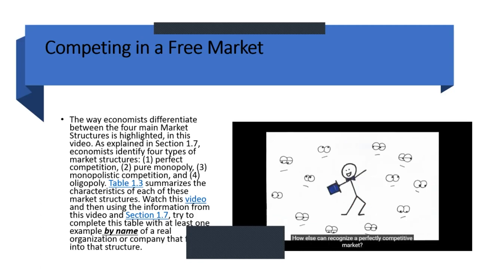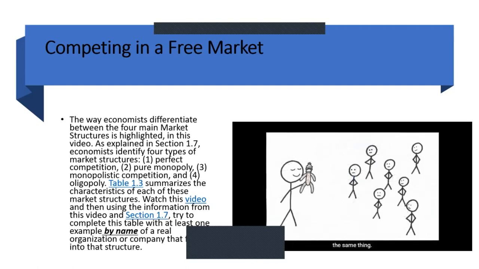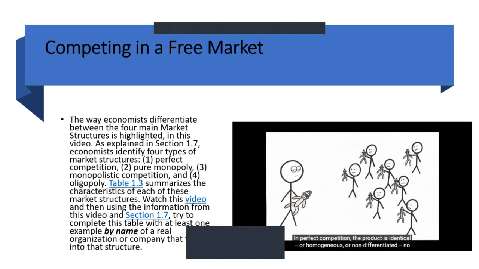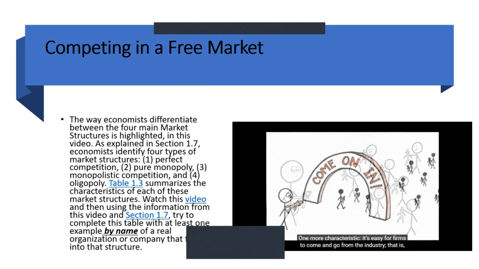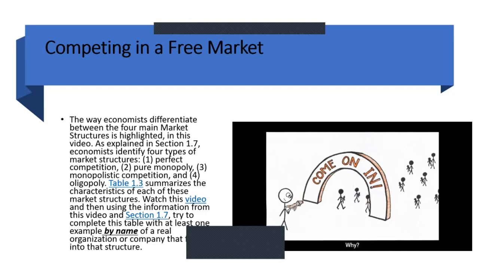How else can I recognize a perfectly competitive market? Besides having a large number of sellers, each of those sellers will be producing exactly the same thing. In perfect competition, the product is identical or homogeneous or non-differentiated, no matter who produces it. One more characteristic, it's easy for firms to come and go from the industry. That is, there's free entry and exit. Think about it. This industry has lots of producers. Why? Because it's easy to get in and set up shop.